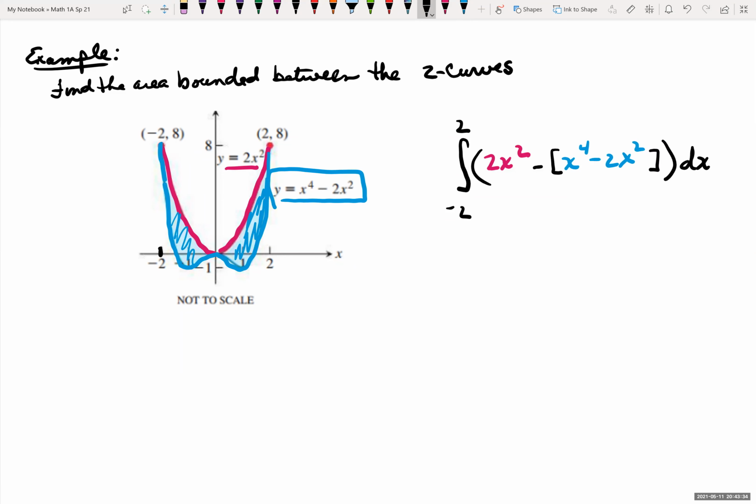So we can distribute this negative and combine like terms, and we can rewrite this as the integral from -2 to 2 of, well, this is going to give me 2x squared, and this is now going to be positive 2x squared. So this would be a 4x squared minus x to the fourth dx.